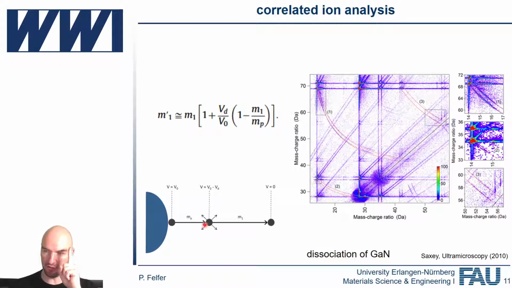Then there's a probability of 0.5 for each atom to be detected. So there's a probability of 0.5 squared, or 0.25, for you to actually catch both of them. So there's only a relatively small probability for you to catch both of them.